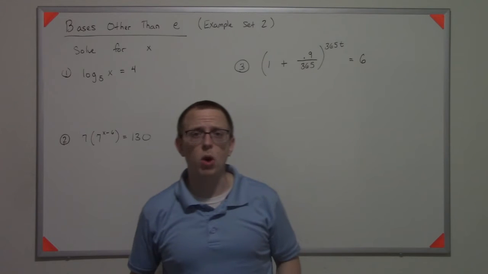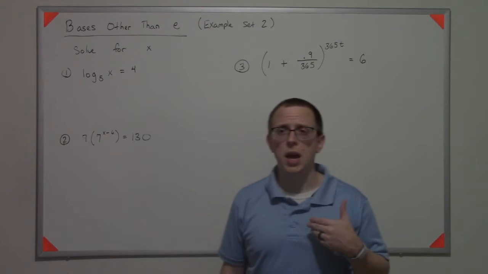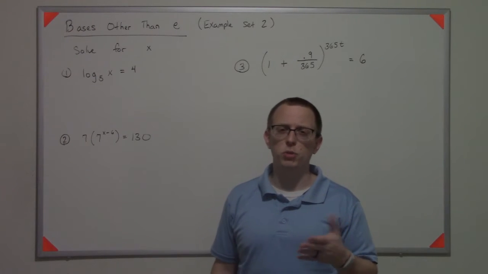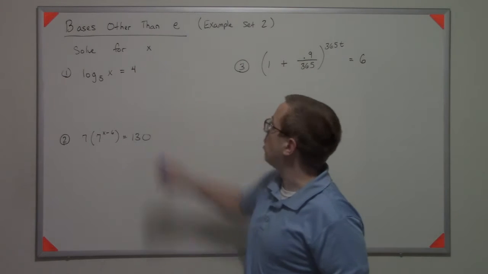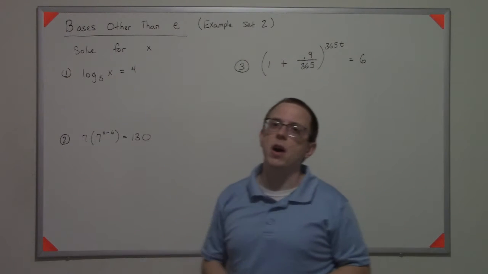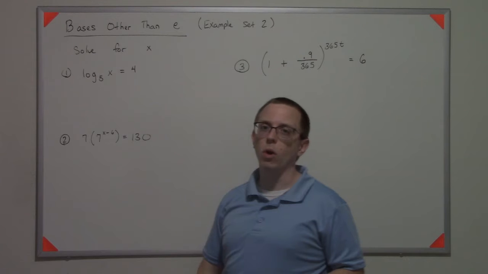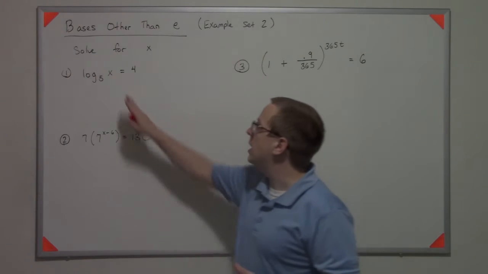Let's continue solving problems involving natural logs and exponential functions of arbitrary bases. Our first one, and all these we're going to be solving for x. In our first one, we have log base 5 of x is equal to 4. So to do this, we need to get x by itself.